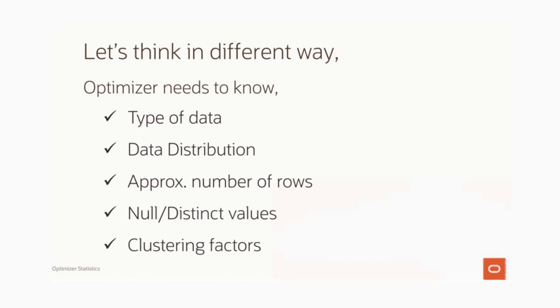Second is data distribution, how the data is being distributed in the databases. That also plays an important role. Then the approximate number of rows: how many rows are there? According to the number of rows, the optimizer will select the best possible plans. If rows are more and the optimizer is not aware of the statistics, then it will throw a wrong execution plan. Then null and distinct values, which should be specified using constraints. And the last is clustering factors.